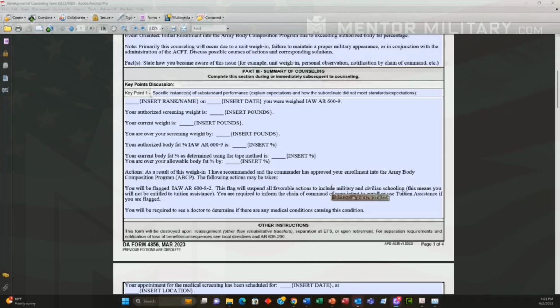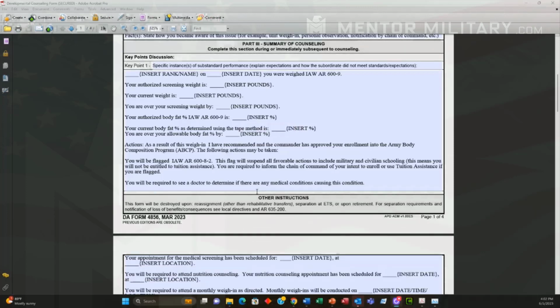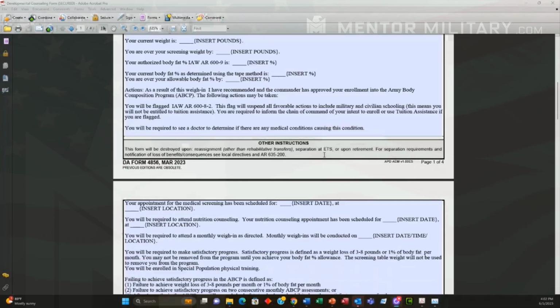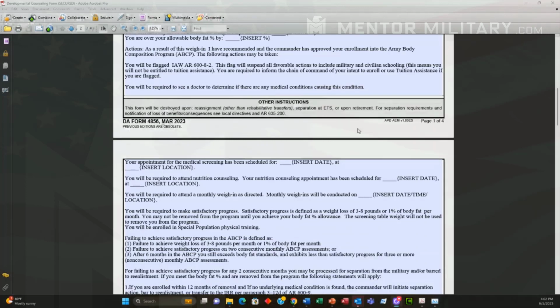Then you would go into the key points of discussion. Basically rank, date, what their authorized screening weight is, their current weight, how much they're over by, their authorized body fat percentage, what their current body fat percentage is, and how much they were over. As a result of this, I recommended to the commander that you be enrolled in the Army Body Composition Program. The following actions may be taken. You will be flagged, suspend all favorable actions to include tuition assistance. You will be required to see a doctor to determine any medical conditions causing your condition.